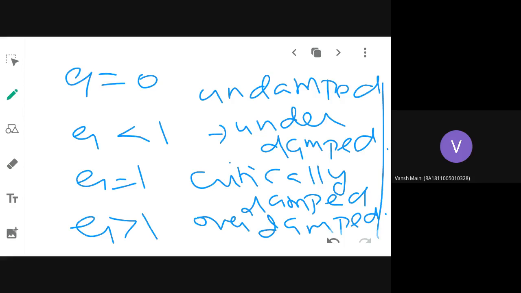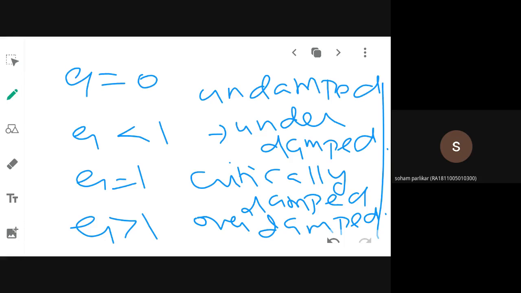Now you have understood the 4 cases for a second order system. Any second order system will be classified into 4 different categories based upon the values that zeta takes. Zeta represents the damping ratio. If zeta is equal to 0, what type of system is that?